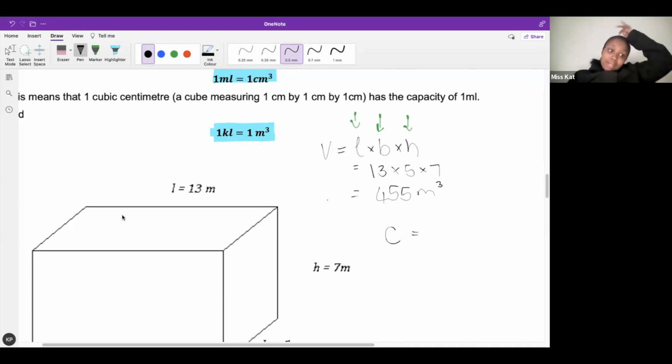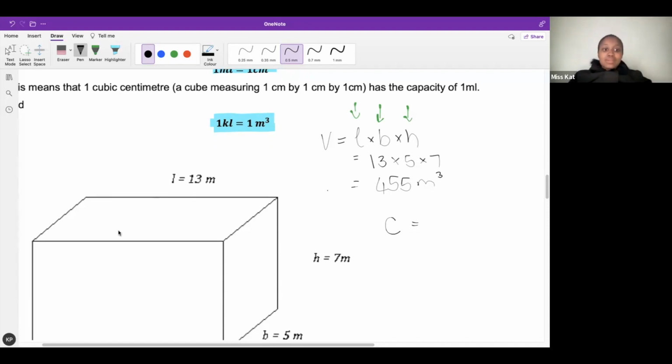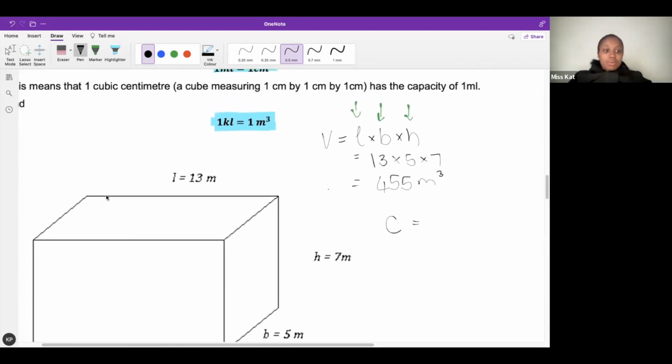Are we going to use milliliters? Kiloliters, right? Because it's in meters cubed. Why would we want that stress? Thank you. So it's 455 kiloliters. Woo! Thumbs up, thumbs down.